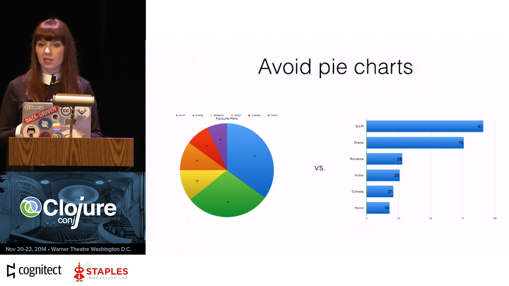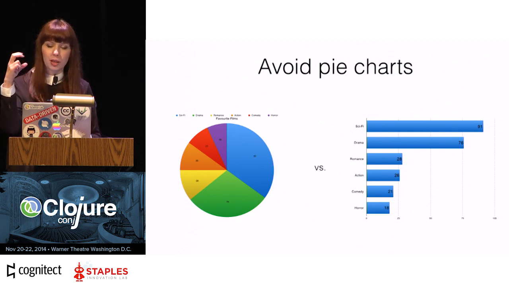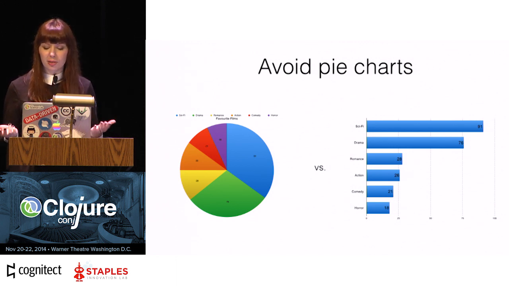And the bar chart just does the job. You look at the first bar, and that's the largest number. You know that sci-fi is the most popular type of film. So no fancy colors, just data, and data is good.